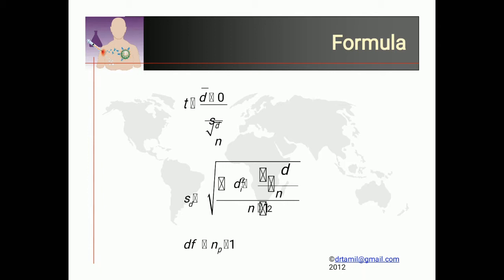So how will we determine SD? SD is determined by this formula: under root of sigma d square minus sigma d whole square upon n, divided by n minus 1. Here df is the degrees of freedom, n minus 1, where n means the number of pairs, minus 1.